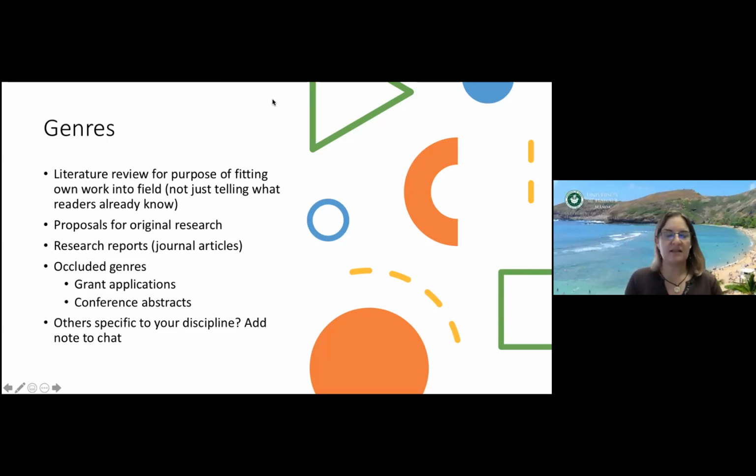And then there's these things that are called occluded genres. The idea of things that you can't really find models of. So a journal article, there's lots of those out there. Research proposals, not as many, but usually if you're writing a proposal for a grant or something, there might be a model out there from the organization. There are at least step-by-step sections you need to include. But it's still not as easy to find those models.